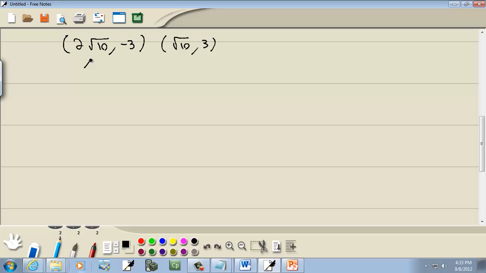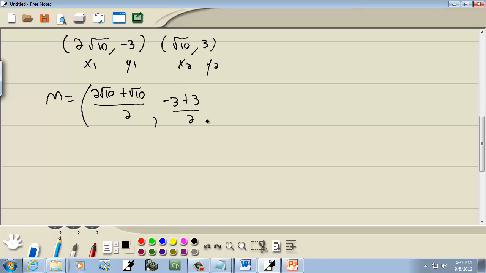Now this is our first point, so this will be x1, this will be y1. This is our second point, so that'll be x2, and that'll be y2. So for our midpoint, we add together the x parts. So I got 2 square root of 10 plus square root of 10 divided by 2. And we'll add together the y parts. So we got -3 plus 3 and divide by 2.